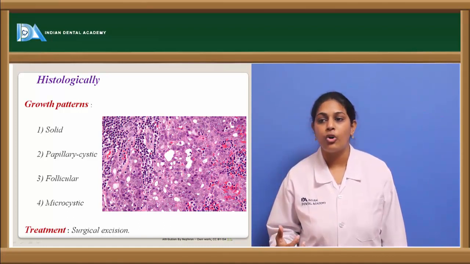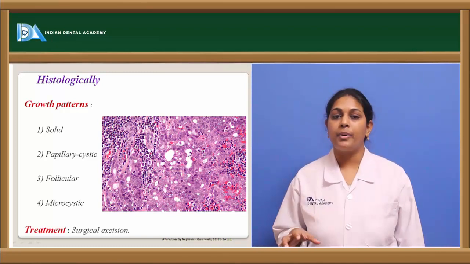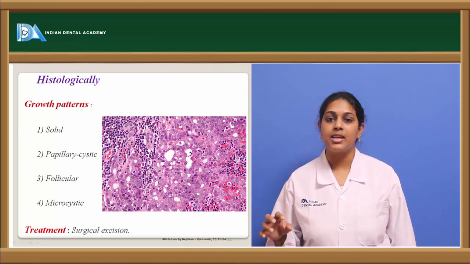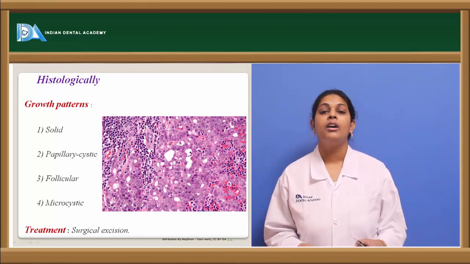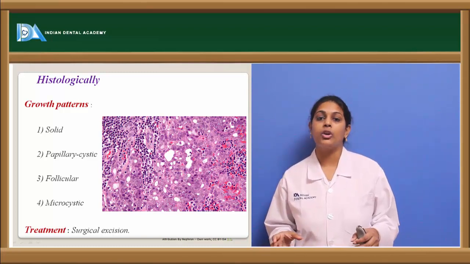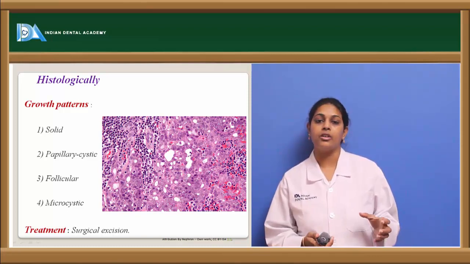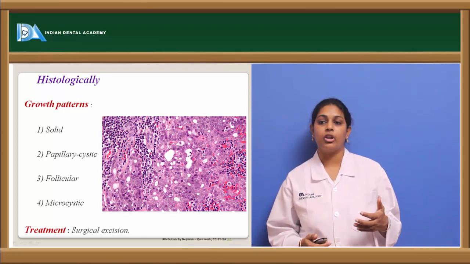The next is the follicular pattern. That is, the neoplastic cells are arranged in the form of follicles. They separate from the adjacent tumor, and they are dispersed in the form of follicles or in the form of island-type structures. So this comprises the follicular pattern.